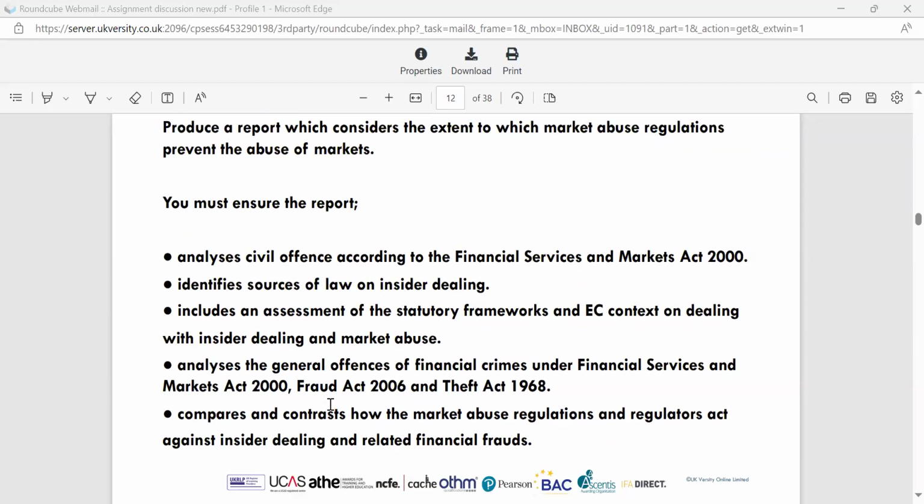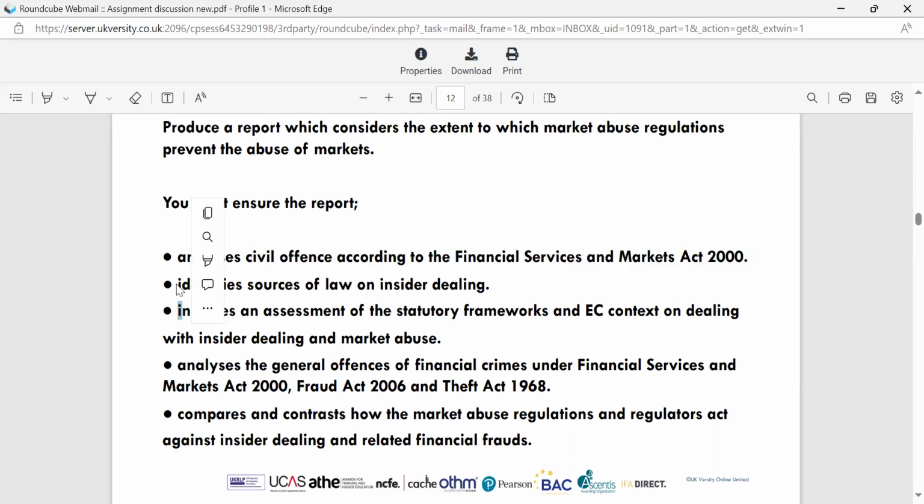So your assignment is 4,000 words. So each task you've got to do, it's got to be about 1,000 words for each task, because it's 4,000 words. Yes, so each task to be 1,000 words. So you need to ensure that your report has this part in it. So you'll talk about analysing civil offences according to the Financial Services. Put that as a heading. Put that as a heading and write the answer under the heading.